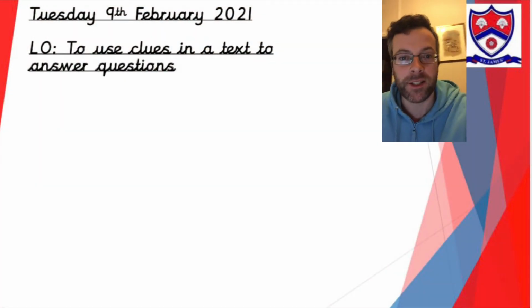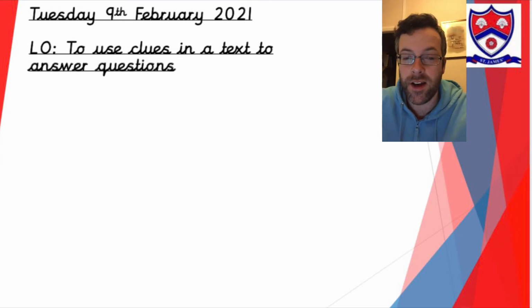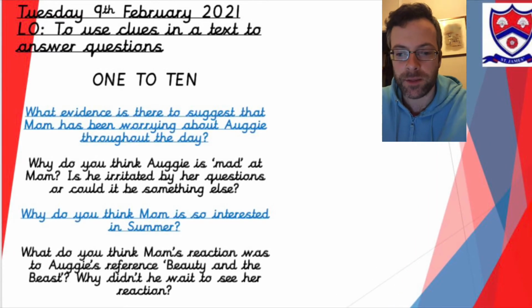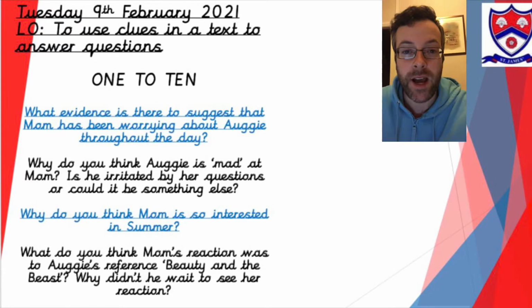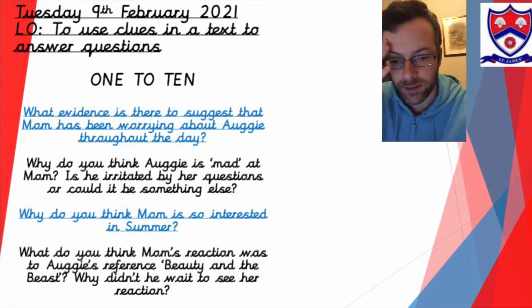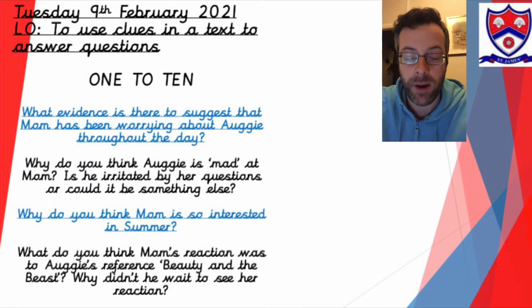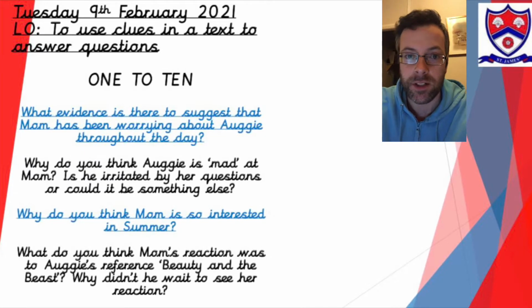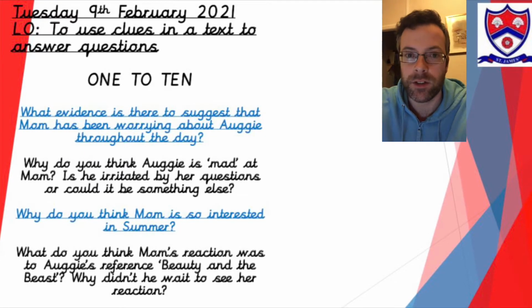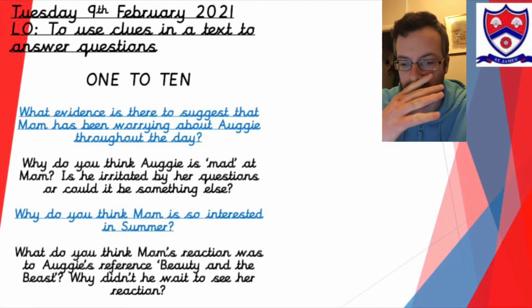Okay, so like I said, we've got 2 chapters to read. I think they're 2 good chapters, and they've got some questions to do in each of them. So here are the 4 questions for this first chapter. Now I'm only expecting you to write down the answers for the blue ones that are underlined, but thinking about the other 2. So the questions are, what evidence is there to suggest that Mum has been worrying about Oggy throughout the day? And I do want you to try and find that evidence and write it in your book. So you'd say, some of the evidence that shows that Mum is worried is, and then you'd show it.